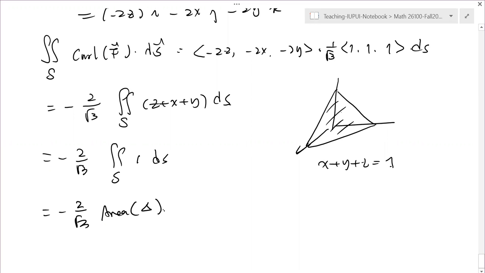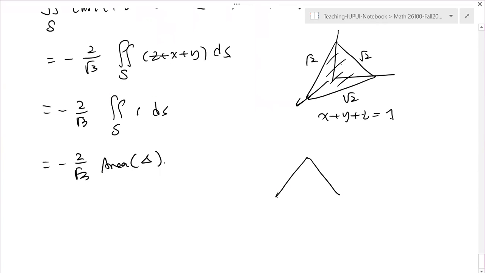The question is, how can I find the area of the triangle? The side length is square root 2, right? So if we have an equilateral triangle, can you find the area of this? That is geometry you learned in middle school. So how do you do that? All the angles are 60 degrees, right?